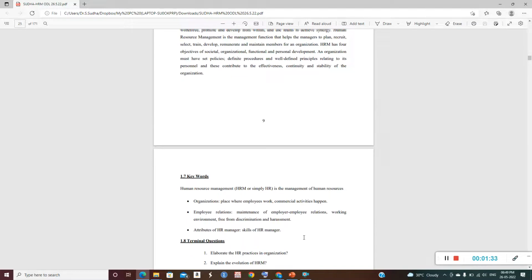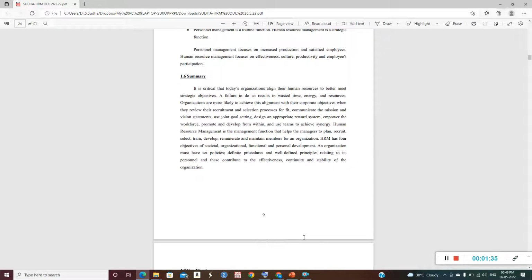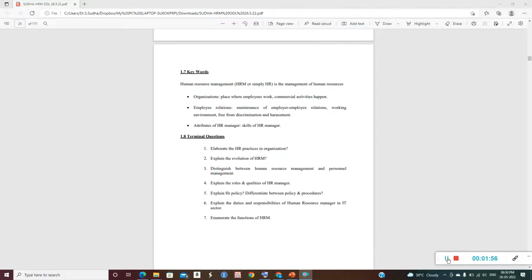So, I hope you have understood what we saw in the previous class. The four types of objectives we saw in detail. We also saw the differentiation between human resources management and personnel management, and the evolution of human resources. All these things are well taken. You need to answer the questions put forth at the end of every chapter, so that you will be able to revise accordingly.